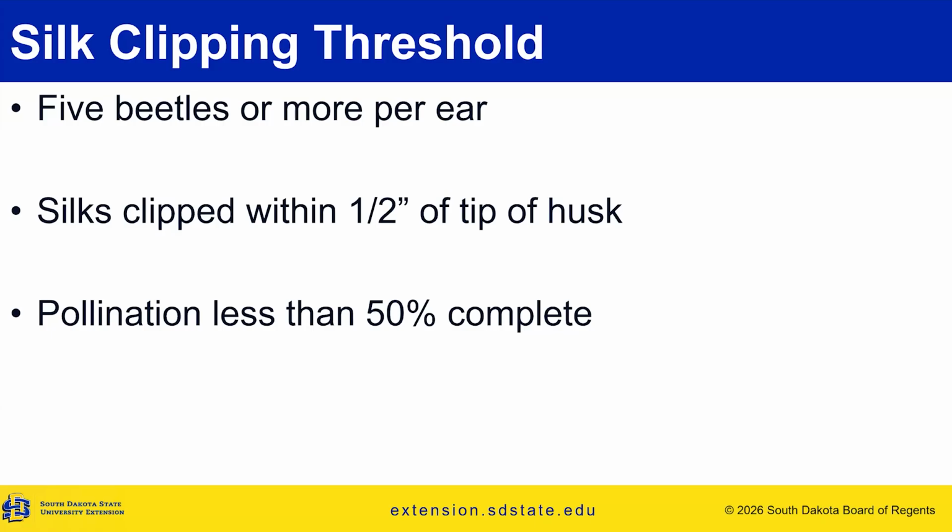In addition, if the silks are clipped to within a half inch of the tip of the husk, and you have less than 50% pollination. So if those are present, then it's time to spray. Now there is a catch because we've had some reports in the last couple of years of potential field failures for spraying rootworm adults. If you are using an in-furrow insecticide at plant, there are quite a few options. We'll go through some of them in a few slides.